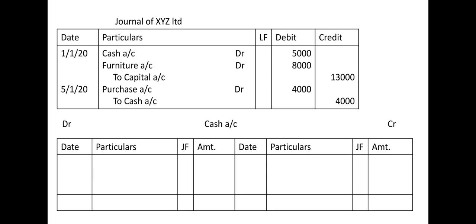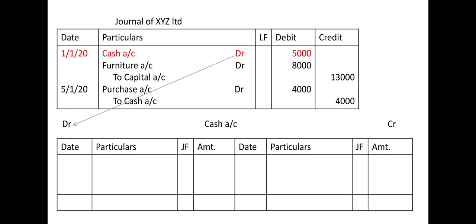Is the cash account debited or credited in the first journal entry? Let's start with the first entry. You can see, students, that in the first journal entry, the cash account is debited. As the cash account is debited, posting will be done on the debit side. But students, what should we write? What is the corresponding account? Yes, the corresponding account is the capital account. So we will write 'To capital'.